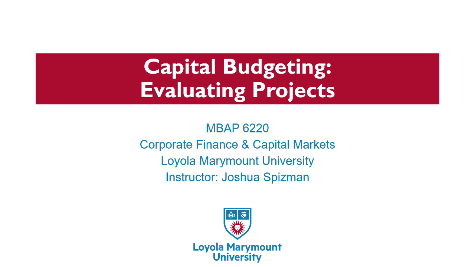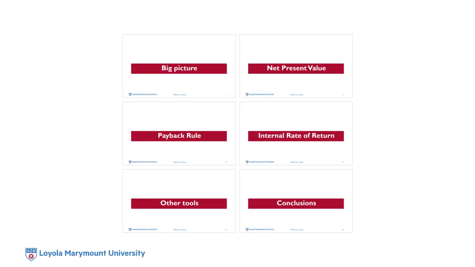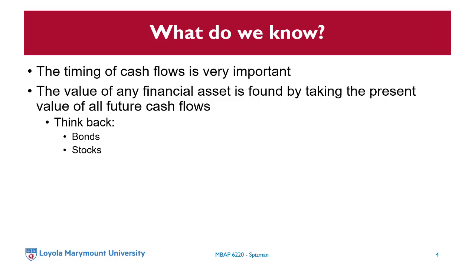Our next topic is still part of capital budgeting, but we're now going to start looking at how we actually evaluate projects. So I'm going to start with the big picture, and then we'll get into the individual methodologies. In terms of the big picture, I think it's first important to remind ourselves what we actually know, and then we'll get into what we're actually trying to accomplish. And that's going to set the stage for how we make decisions on what's a good investment versus what's not. So what do we know?